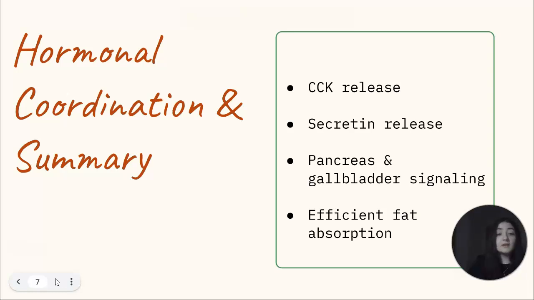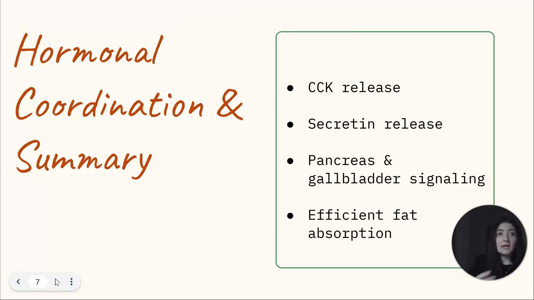Then secretin is released in response to acidic chyme, or the mixture of fat and all those lovely gastric juices, and stimulates bicarbonate secretion. This helps keep our body's pH optimal for the enzymatic activity, especially since we want to keep breaking down that fat and other foods that are also coming into the body.